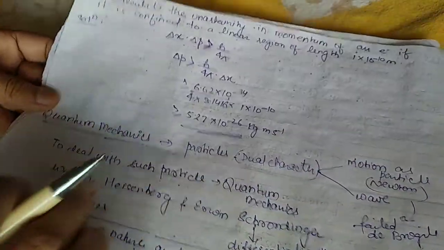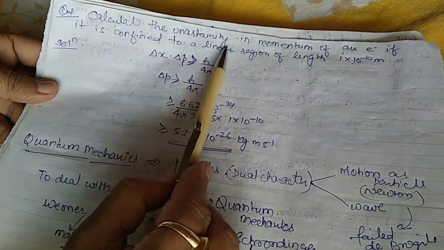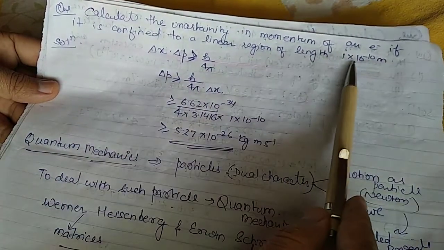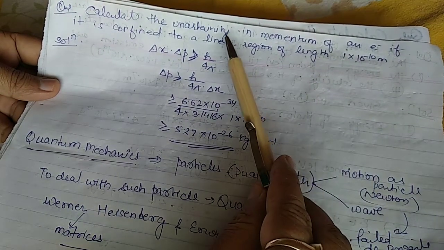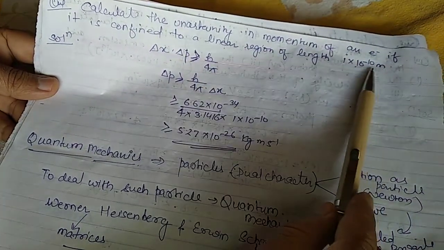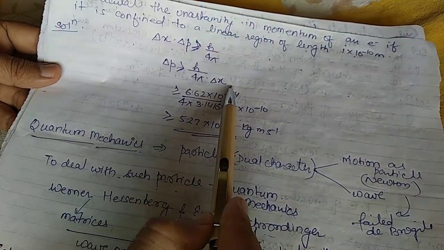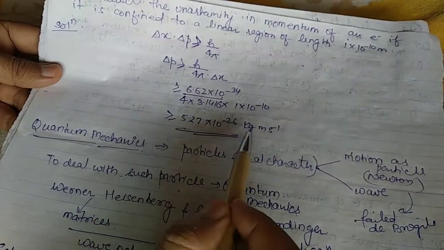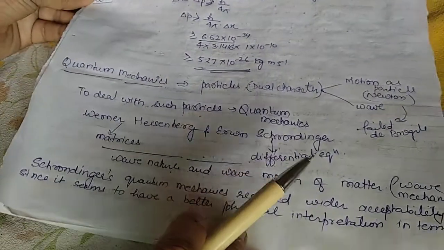Now one more question based on the Heisenberg uncertainty principle. Calculate the uncertainty in momentum of an electron if it is confined to a linear region of length 1 into 10 to the power minus 10 meter. So we have to calculate the uncertainty in momentum, and the uncertainty in position is given by the linear region. So delta x into delta p with the same formula. Delta x is taken here, h upon 4 pi, and we will get the answer 5.27 into 10 to the power minus 26 kilogram meter second inverse. So this is how numericals come on both these topics.